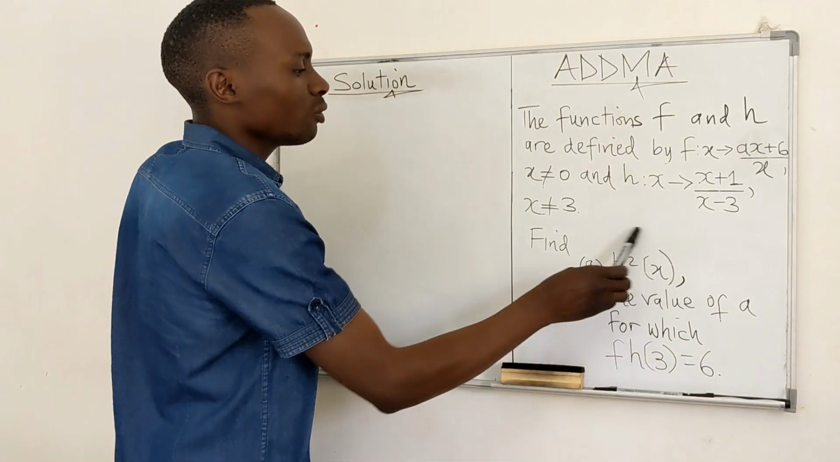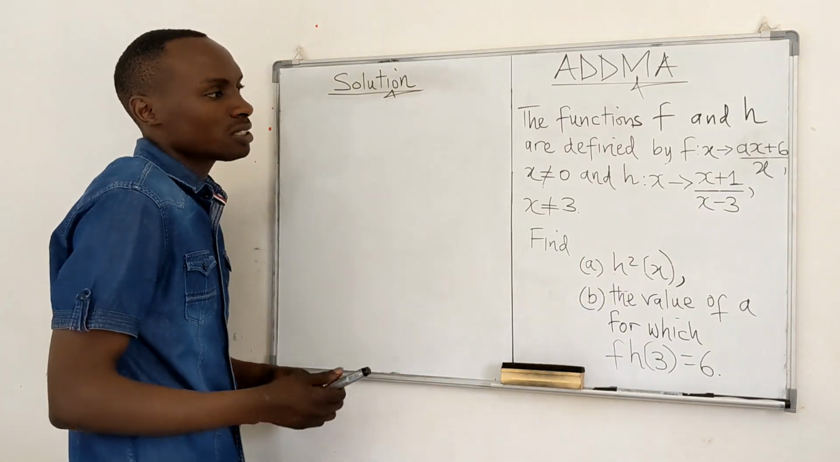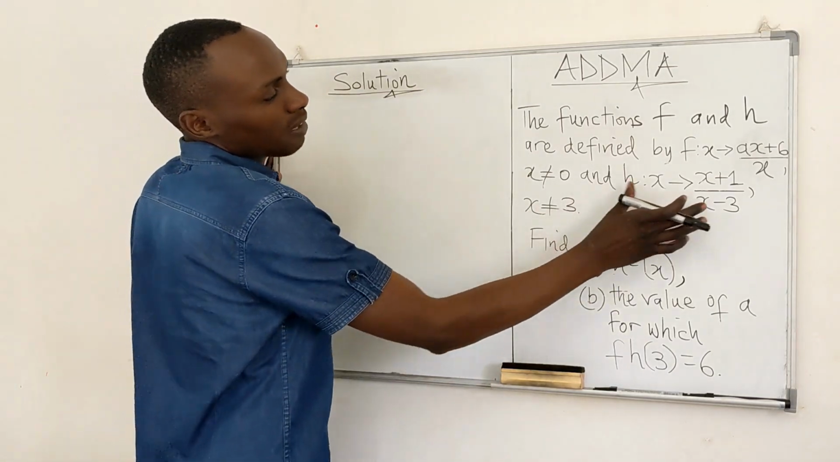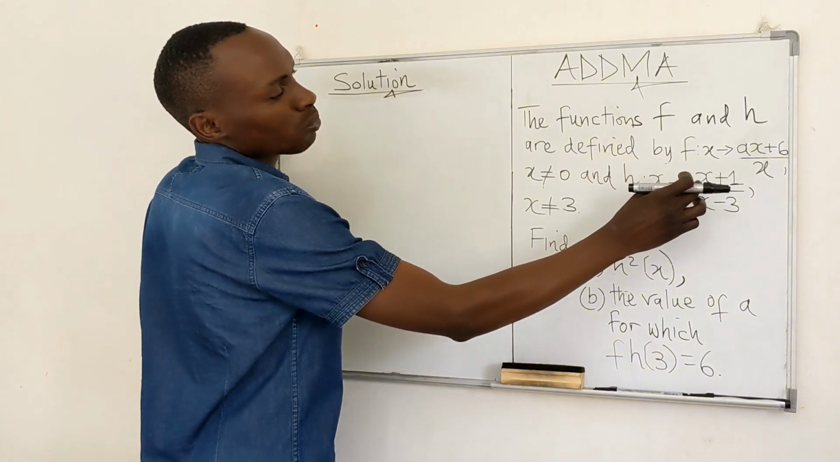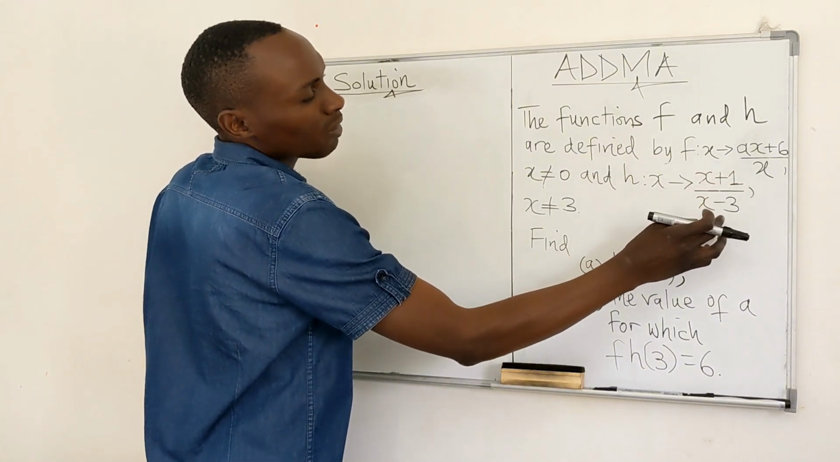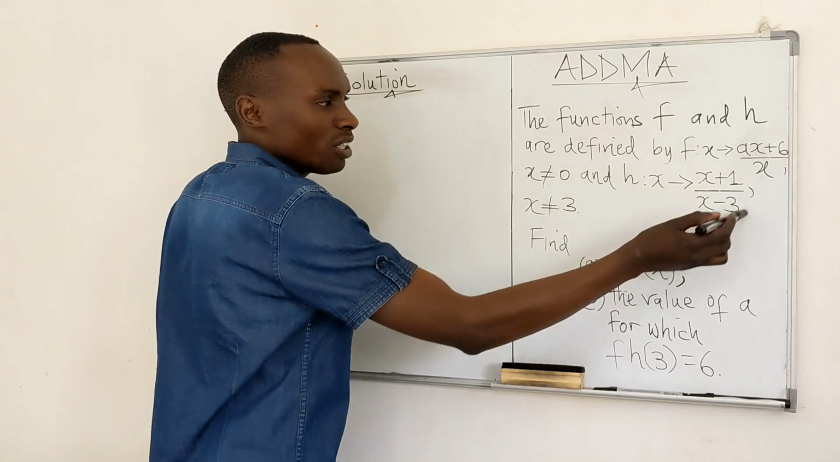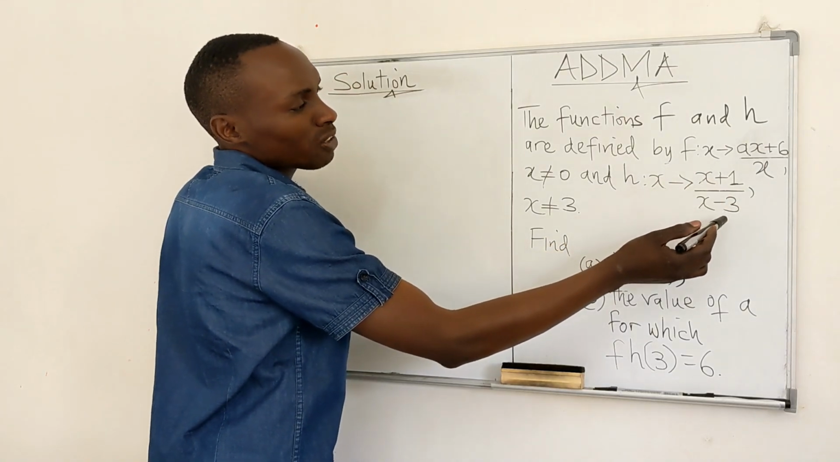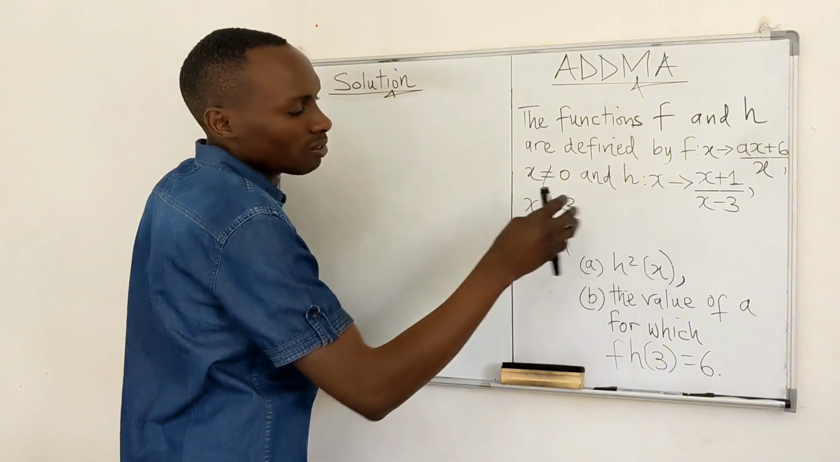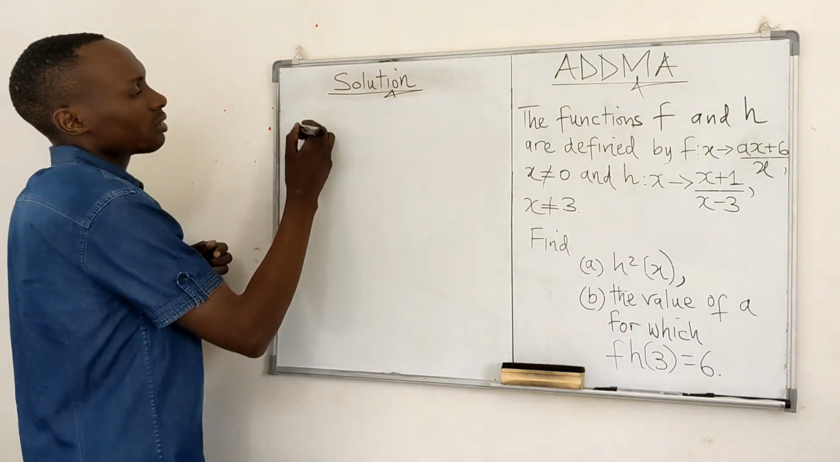6. So starting with this one, h squared of x, here we are just basically working with this function here, h(x), which is equal to (x + 1)/(x - 3). So we are substituting the same function, which is given as (x + 1)/(x - 3), on x. So this will go like this.